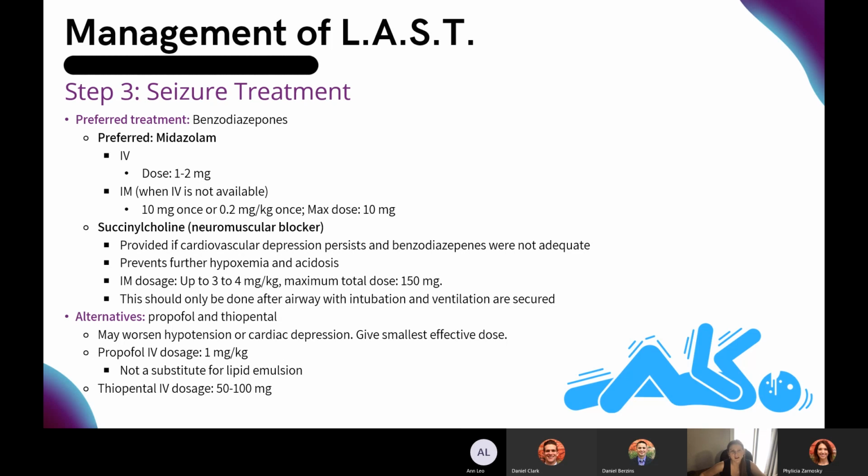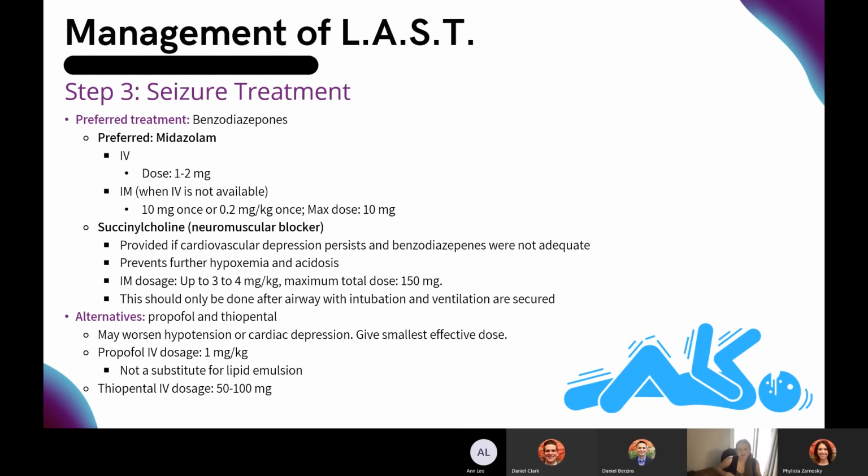And I couldn't find an exact amount of how much to prescribe in the last adverse event, so I looked up what it was for status epilepticus if IV access is unavailable, and that's what this dosage is here. So it's 10 milligrams once, or 0.2 milligrams per kilogram, and the max dosing for that would be 10 milligrams.